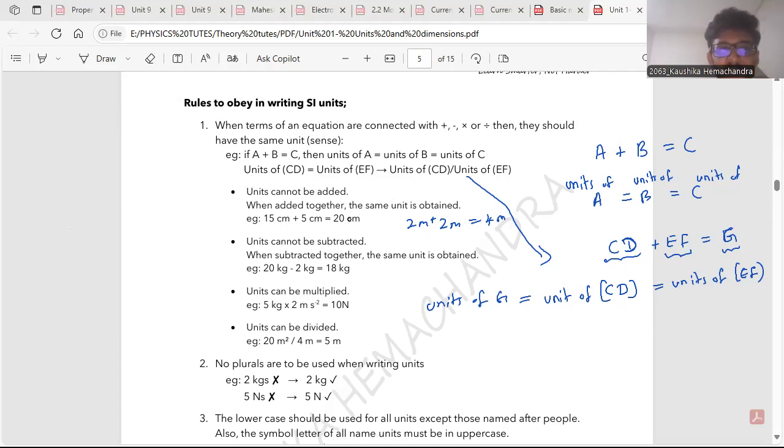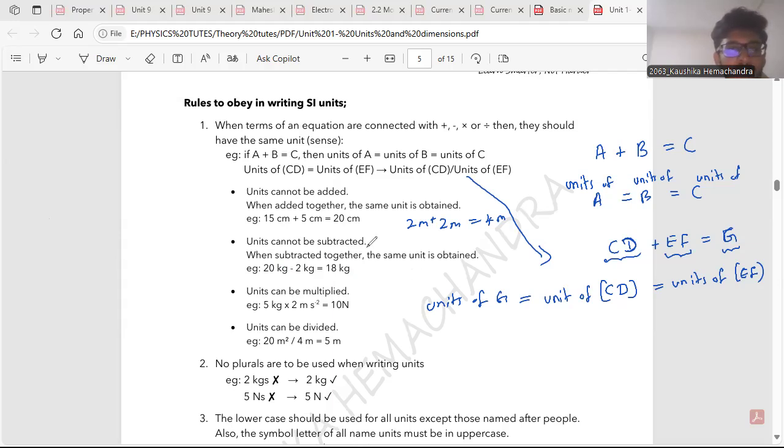Right? Then units cannot be subtracted. So kilogram minus kilogram, you can't cut and write. It's just 18, it has no units. You can't write it like that. When you take a bag of rice of 20 kilos and remove 2 kilos, you can't say there's 18 but we don't know if it's kilos. It was measured in kilos. So you can't subtract units. The unit remains the same.